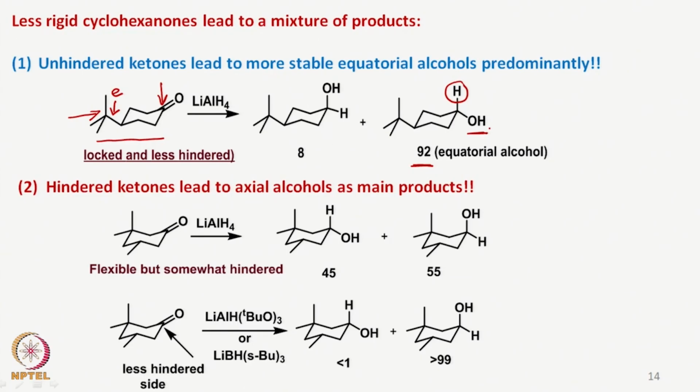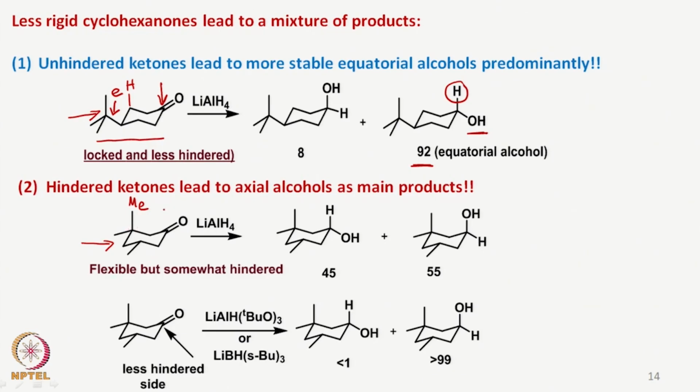But if we take a hindered ketone, something like this, where now we have deliberately put a methyl group here, whereas here it was only hydrogen, so this was not that sterically hindered. So if we put a methyl group here, it is not a particularly locked molecule as such, but it has a methyl group which is axial.